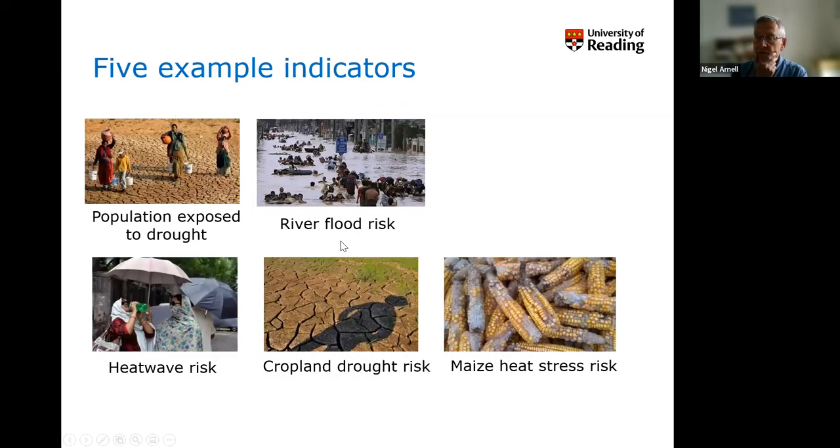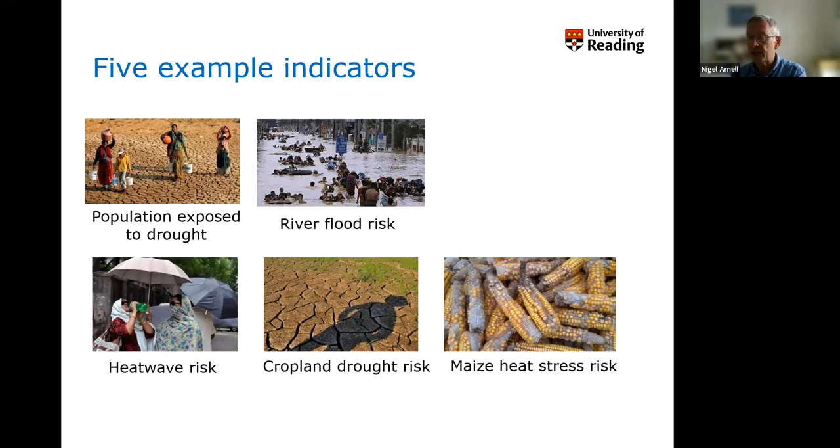I'm going to look here very briefly at five example indicators, just to give you a flavour of the range of things that we looked at and the diversity of responses, because that's really quite important. Just choosing one indicator might give you a rather biased perception of what the consequences of climate change might be and what the consequences of different policies might be.